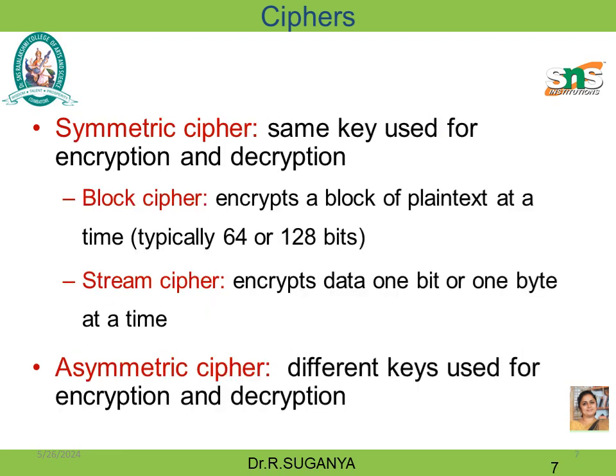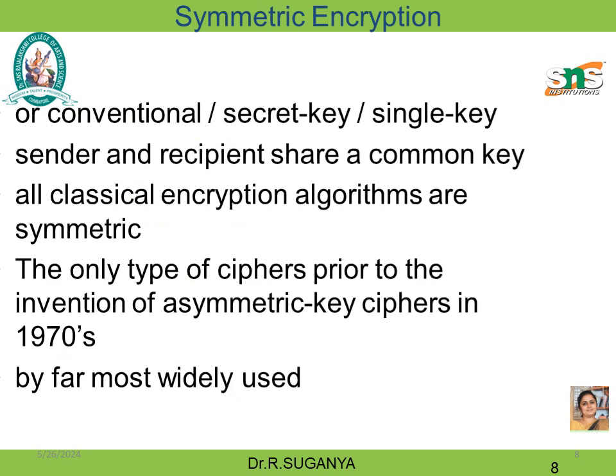A symmetric cipher means the same key is used for encryption and decryption. A block cipher encrypts a block of plain text at a time, typically 64 or 128 bits. A stream cipher encrypts data one bit or one byte at a time. An asymmetric cipher uses different keys for encryption and decryption.